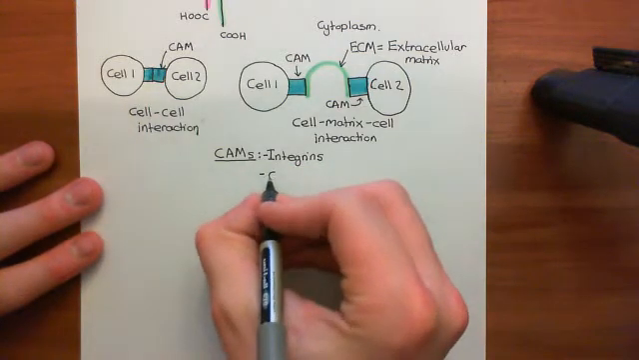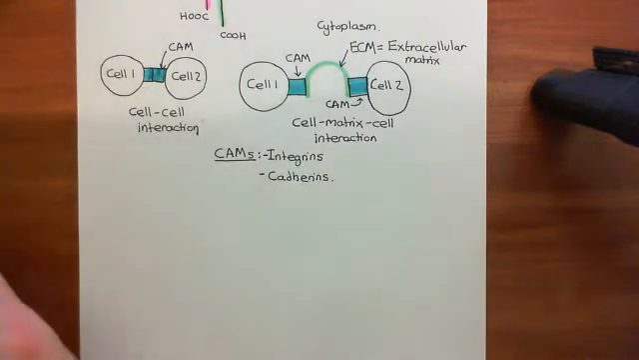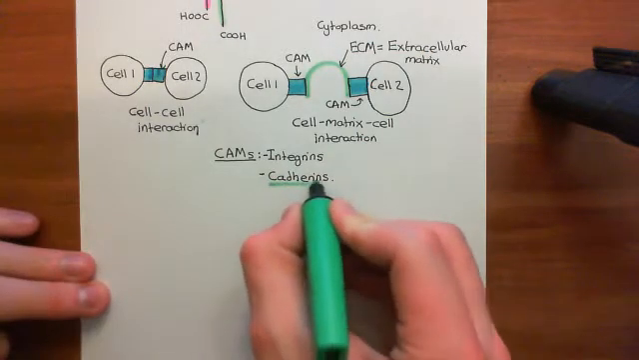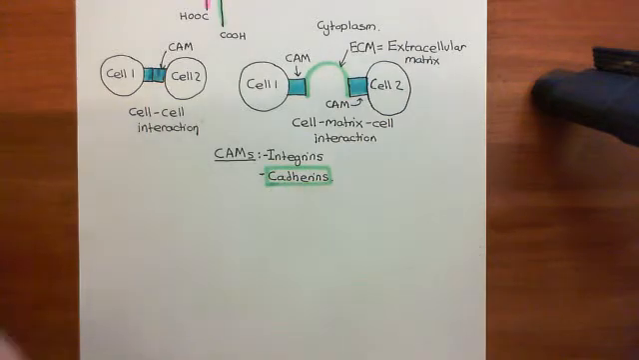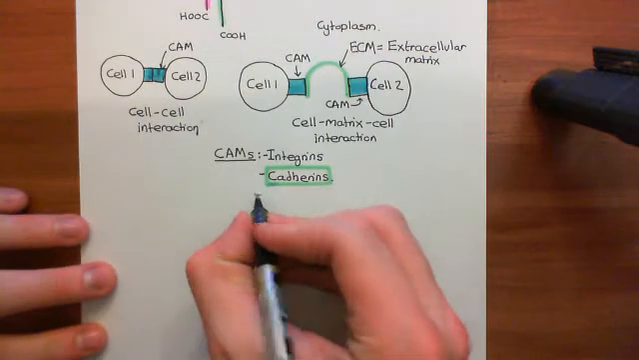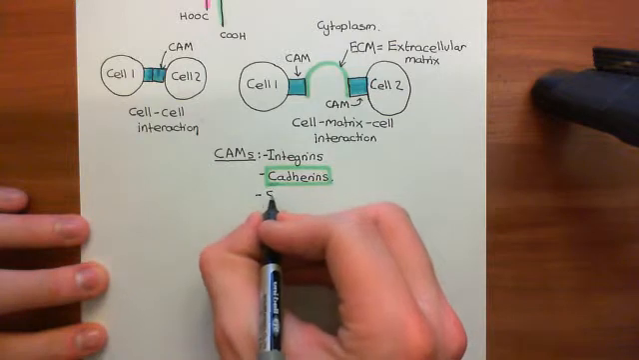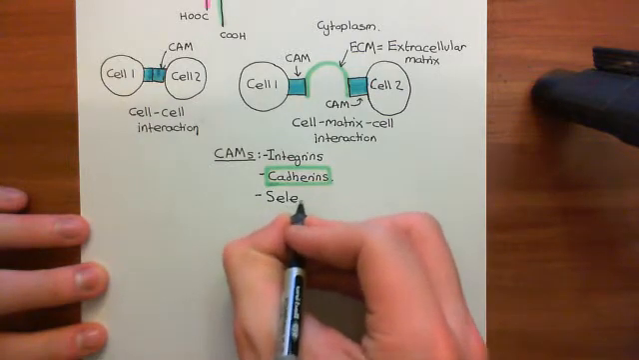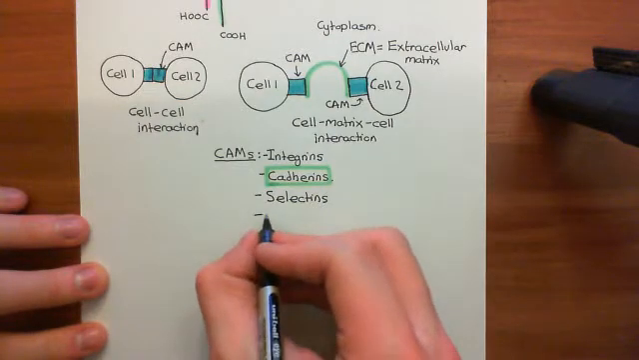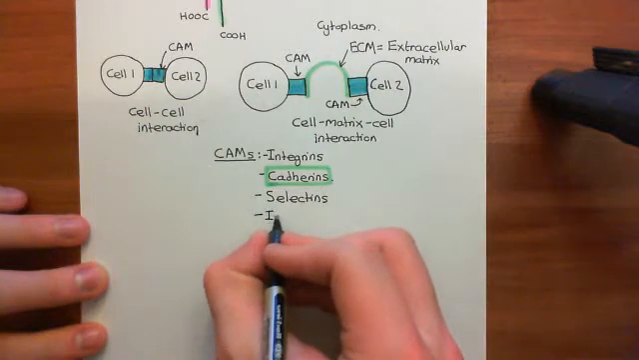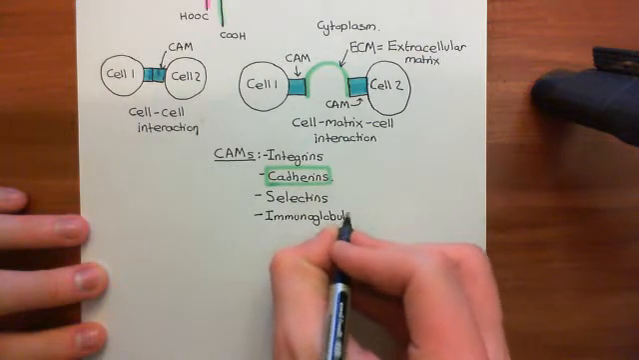Then another major family of cell adhesion molecules are the cadherins. We will come back to the cadherins later on. These are going to be very important when we want to discuss desmosomes, and desmosomes are going to be important in the skin. The other two big families of cell adhesion molecules we're not going to see in this video. They're very important in the cardiovascular system. They're the selectins, and also what are known as the immunoglobulin superfamily cell adhesion molecules.